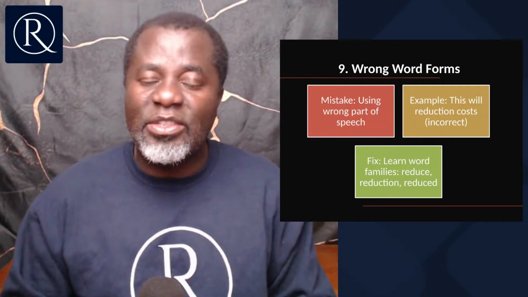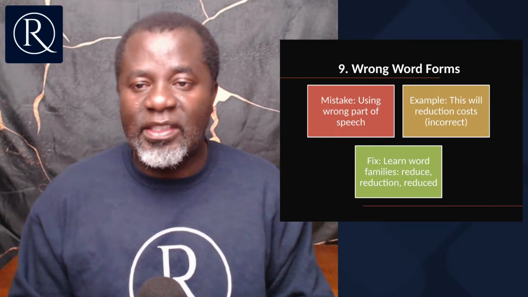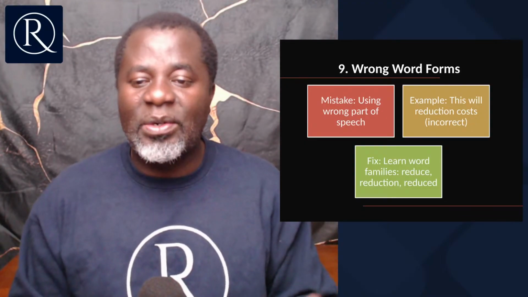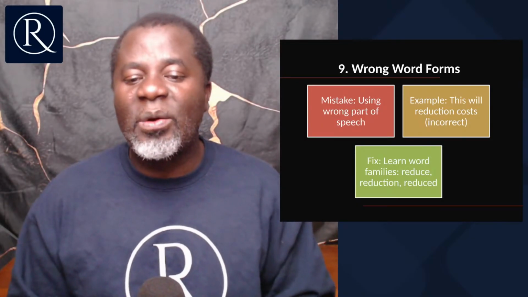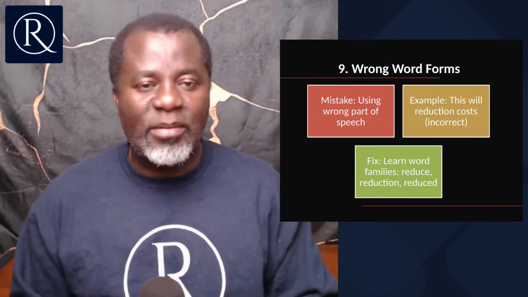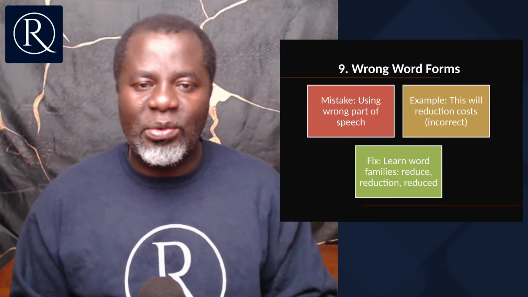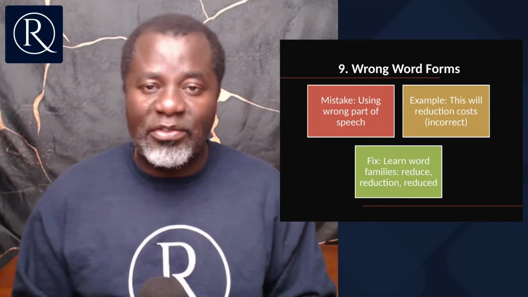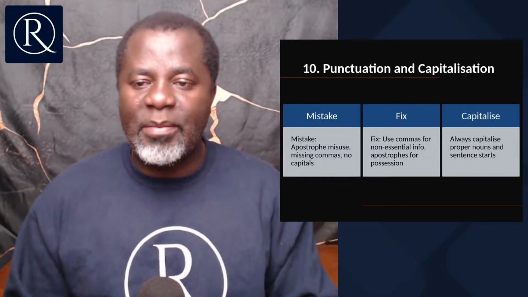And sometimes it could be that you didn't just pay attention when you are writing, you write the wrong form. This is where things become bad. So for me, if we are to correct this mistake, then you need to learn word families. It's very important. Reduce, reduction, reduced, and in most cases, even just a Google search for these words, they'll give you the verb, the noun, and other word forms that may exist for that particular word. So it's very important that you do a simple search.